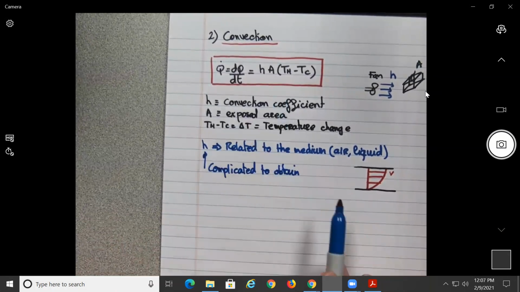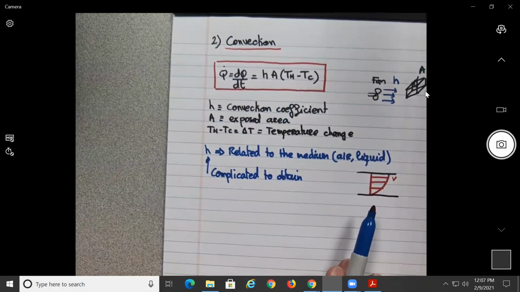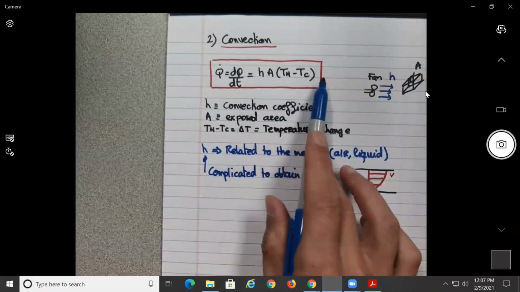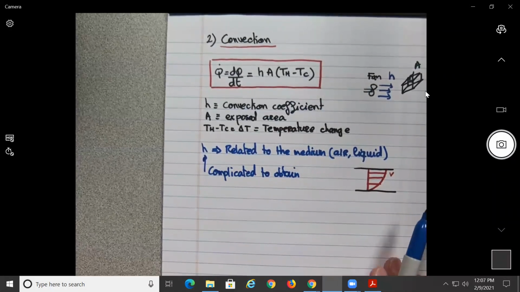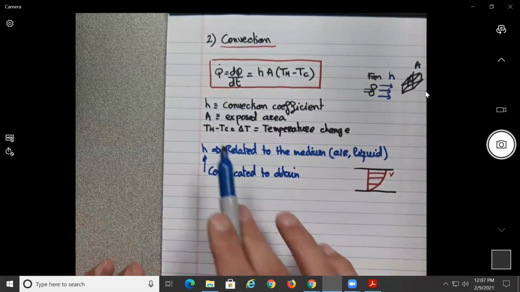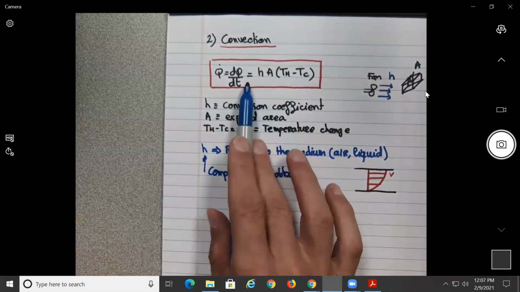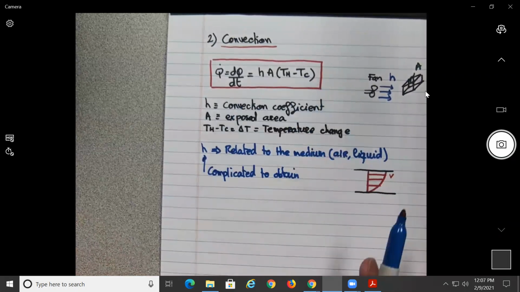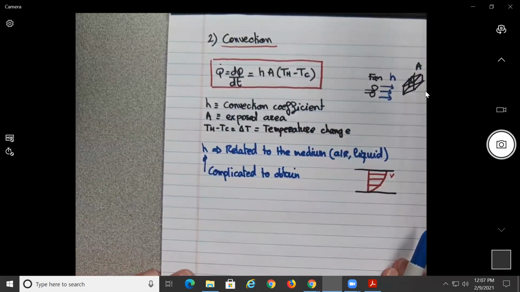So basically, convection is very difficult because of the h, because the equation is very simple. Once they give you the h, the rest is very simple, no? That's the only thing I want you to remember. That h, convection, is really difficult, but in this class it's going to be very simple because the h will be given to you.